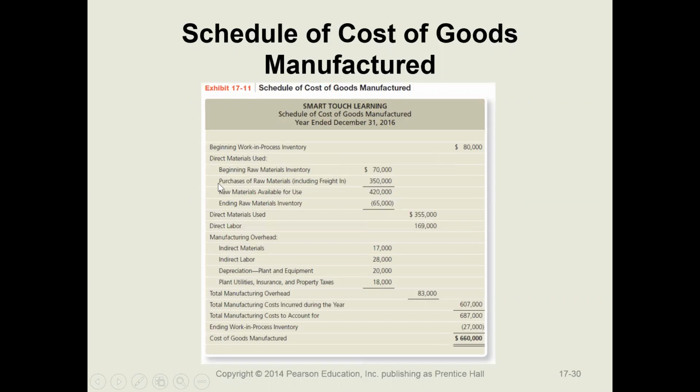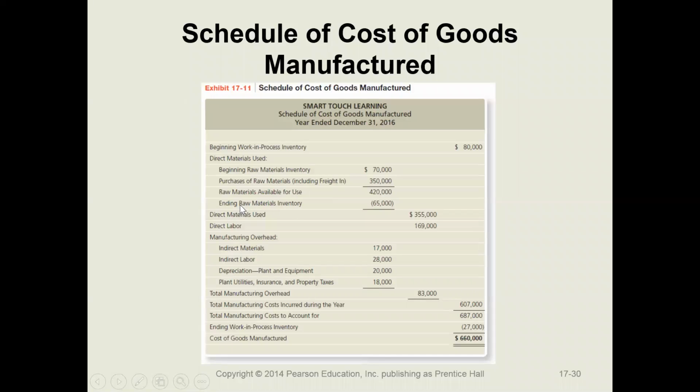And direct materials used, that calculation is your beginning raw materials inventory. So raw materials inventory is inventory of materials that you haven't started working on yet. Okay, it's still in its raw state. So whatever raw materials inventory you have at the beginning of the period, plus any purchases of raw materials, and that includes the freight costs. Okay. Those two numbers together give us raw materials available for use, so the total amount of raw materials that we could use.